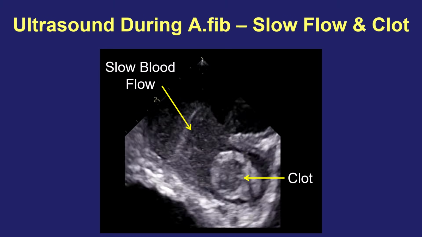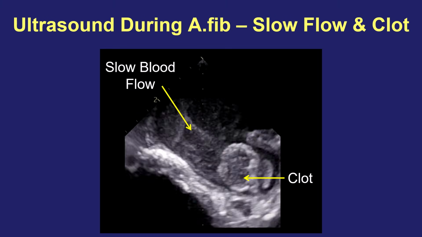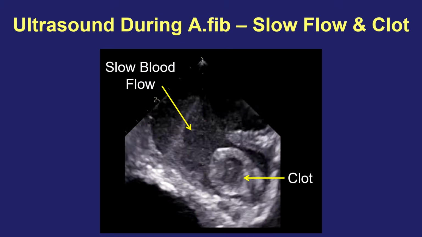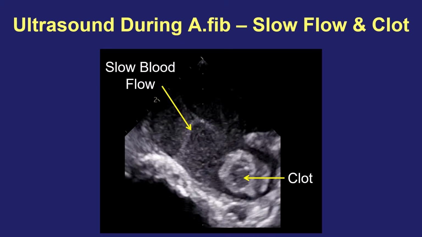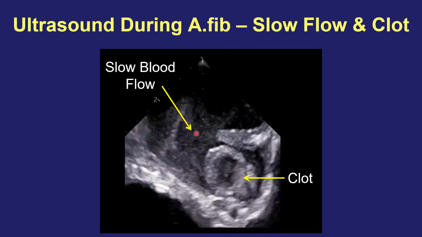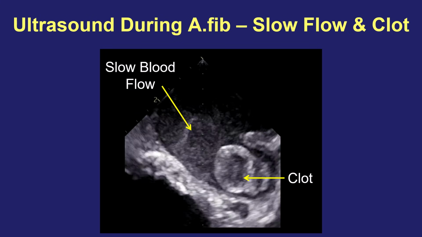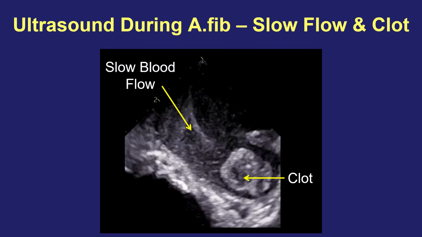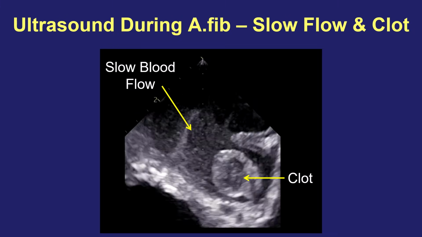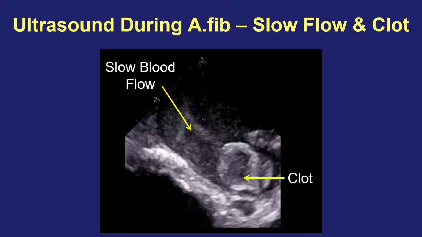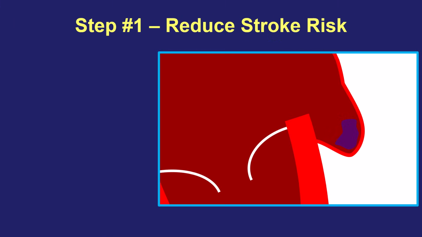When blood moves quickly, it looks black. It doesn't show up on ultrasound very well. But when blood is flowing very slowly, then it shows up as sort of gray swirls. It almost looks like smoke. And in fact, we do call this smoke when we're doing an ultrasound of the heart and we see sluggish blood flow. And that is blood that is more prone to forming blood clot.